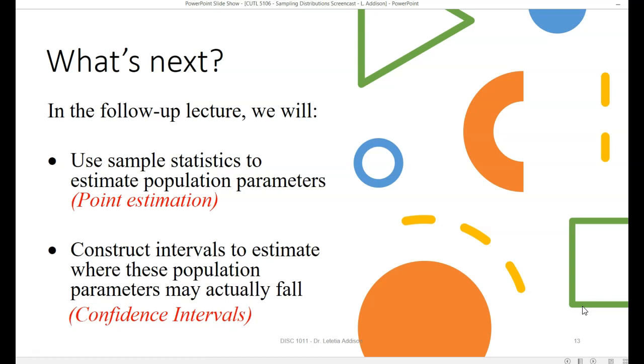So what's next? In the next lecture, we will actually use these tools and principles to find sample statistics and use these to estimate population parameters in what we call point estimation. We will also explore the construction of intervals to estimate where these population parameters may actually fall. And this is referred to as confidence intervals.